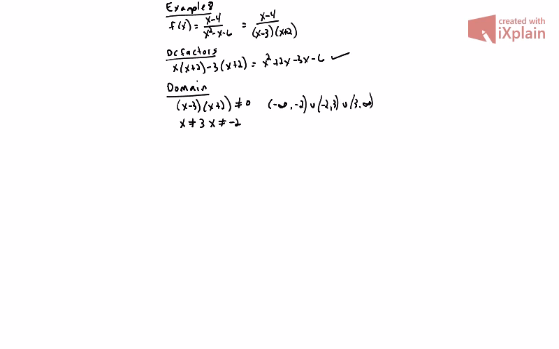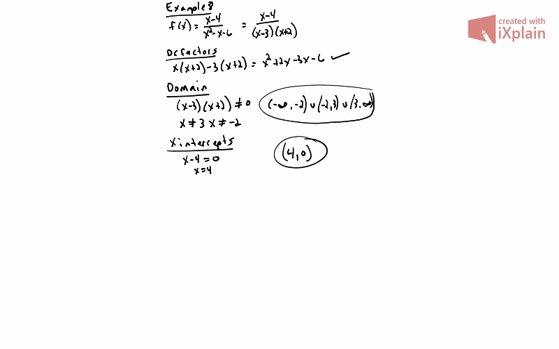Next, we're going to check the x-intercepts. So set the numerator equal to 0 and solve. Remember to write your intercepts as points.